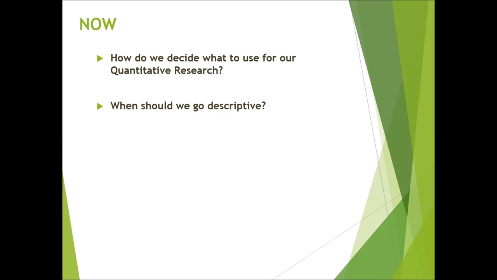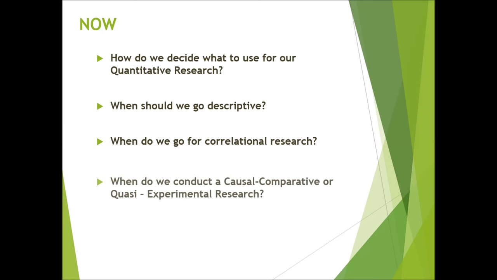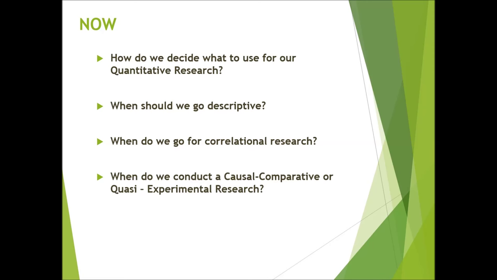Now, how do we decide what to use for our quantitative research? When should we go descriptive? When do we go for correlational research? When do we conduct a causal comparative or quasi-experimental research? When do we go for experimental research? Let me show you how the recommended decision-making process goes.